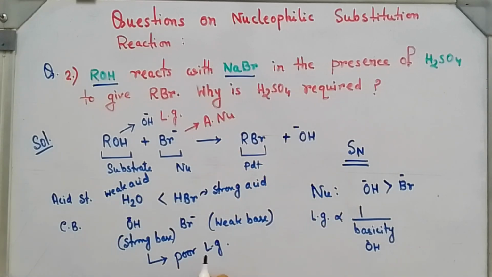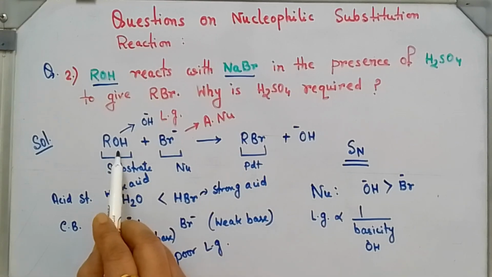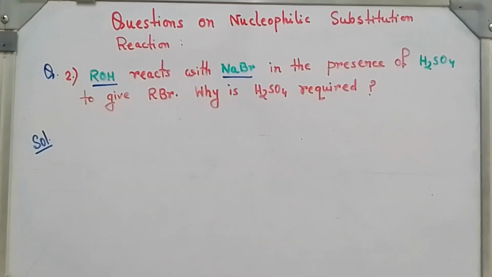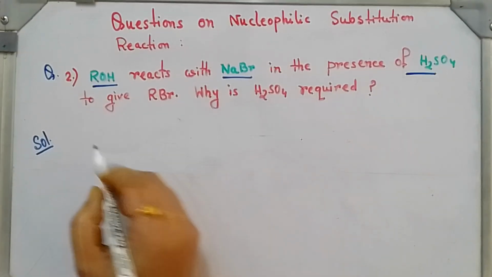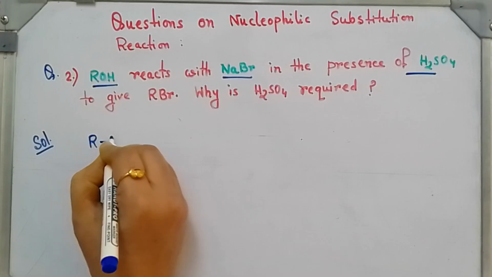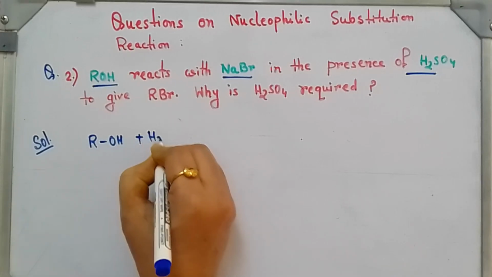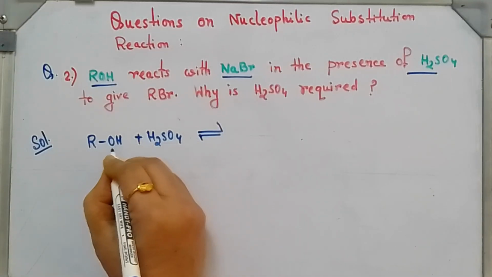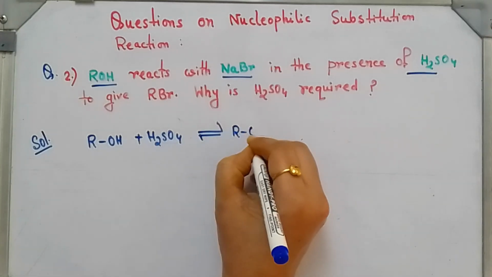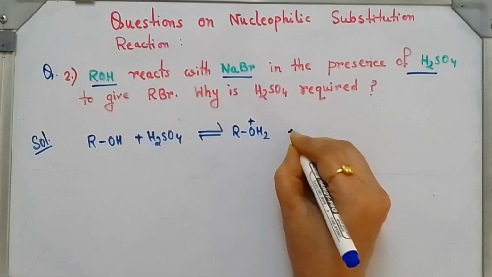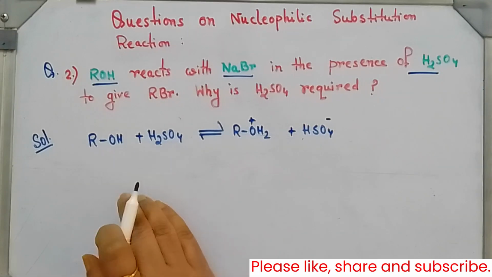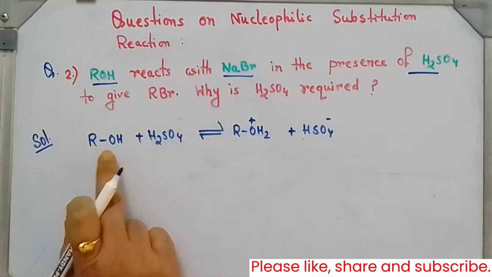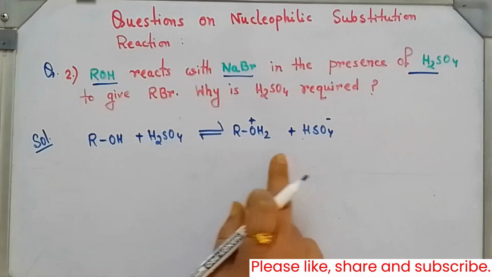So how to make it possible? We have to convert this poor leaving group into a much stronger leaving group. How will we do that? In the reaction medium, we have to add sulfuric acid. What is the role of sulfuric acid? ROH plus H2SO4, what will happen? H plus will protonate this OH and it will form ROH2 plus and HSO4 minus, because sulfuric acid will dissociate to form H plus and HSO4 minus. That H plus will protonate this OH, so we will get this protonated alcohol.